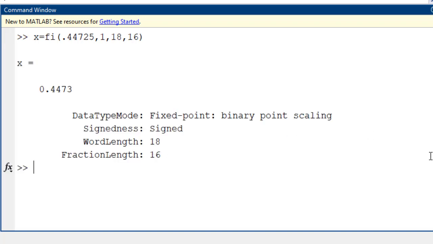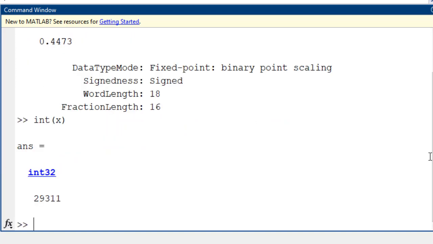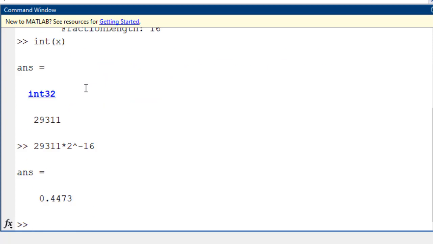What I want to know is how do I go back and forth between the two? There's this notion of stored integer you'll see in some of our documentation. The idea is that ultimately under the hood in hardware, there's no actual physical binary point. There's just raw ones and zeros, just an integer itself. You can get that value simply by doing int of x. And if you want to go back from this stored integer value of 29,311 back to 0.4473, you can simply do the stored integer times, in this case, 2 to the minus fraction length. And that would get us back to what we would call the real world value.